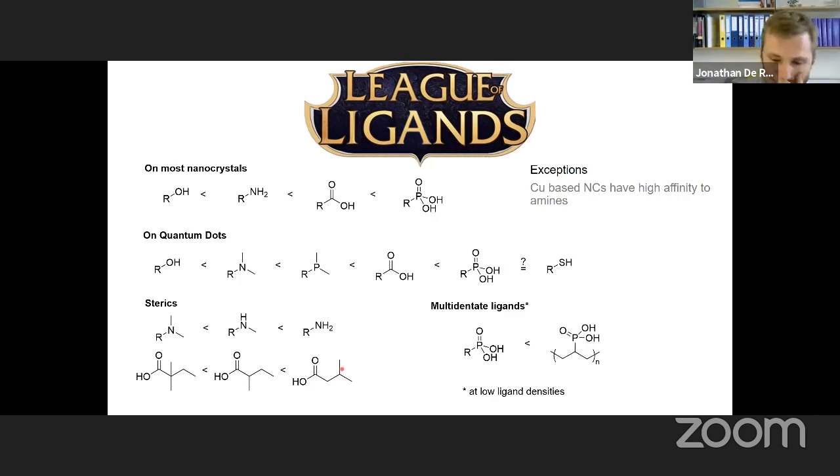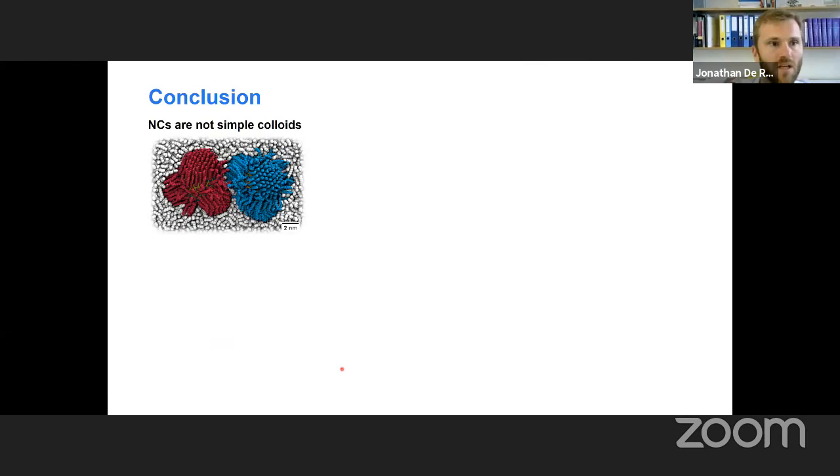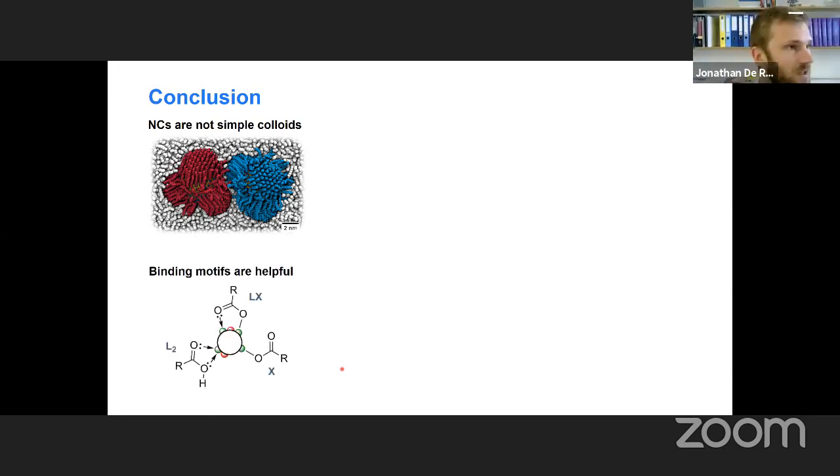Okay. So this was the conclusion of the last section. To summarize the other sections: nanocrystals are not simple colloids. They have an equilibrium solubility that's determined by crystallization of ligands on the nanocrystal surface. Second, binding motifs are helpful to, one, talk about surfaces, two, predict ligand exchanges, and to generally appreciate the complexity of a nanocrystal surface, while at the same time trying to provide as minimalistic a presentation as possible.